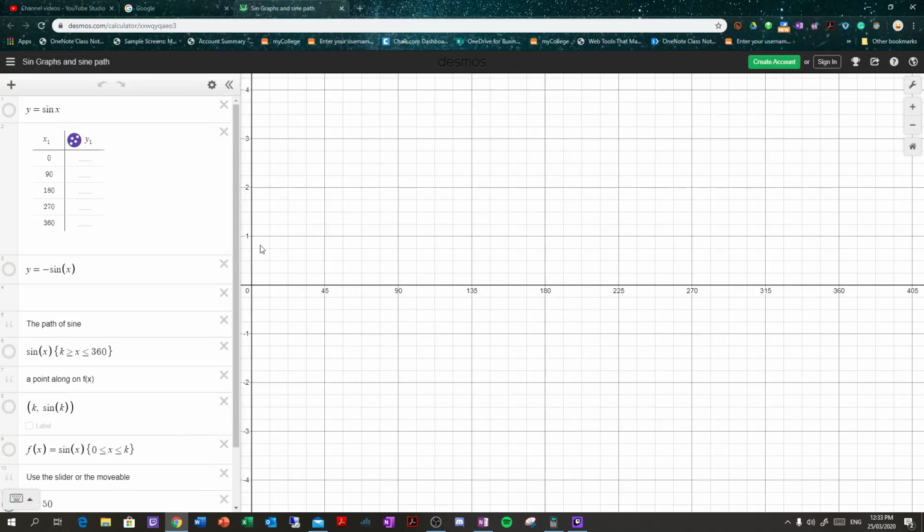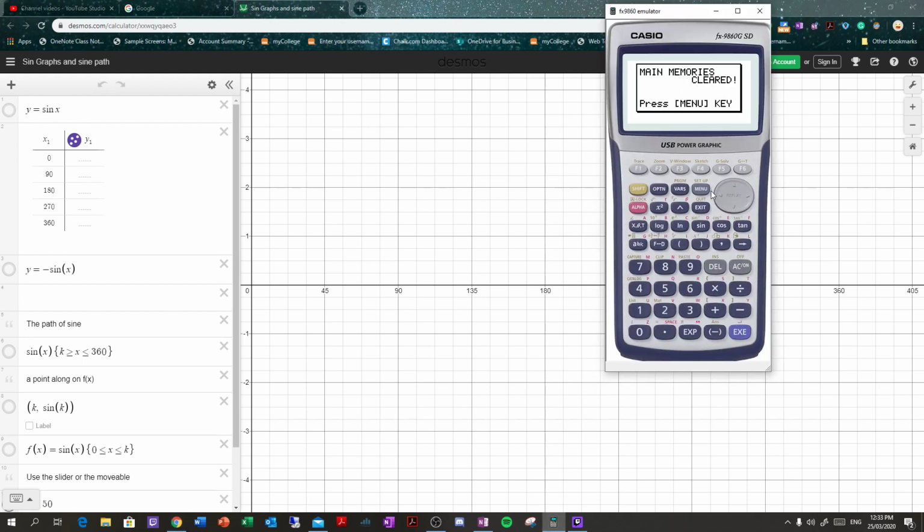So basically, if we go to Desmos, and if you throw in sine, I have to set this up. Make sure that your calculator is in degree mode. Mine defaults to radians every time. So if I go sine of 0, it comes up as 0.